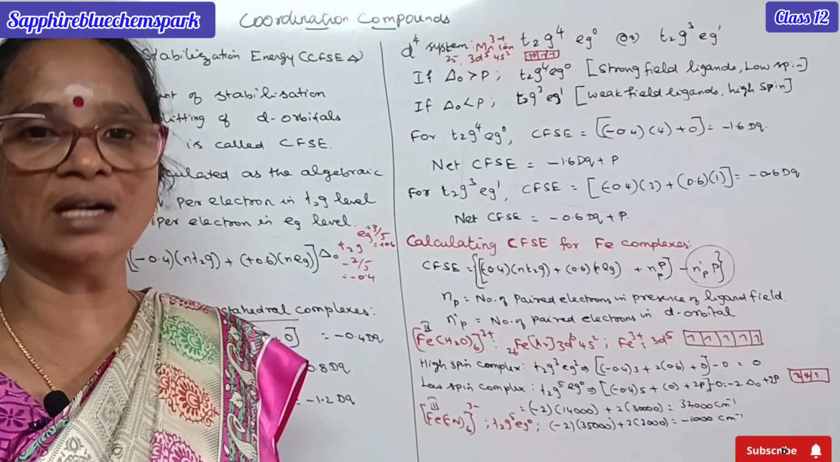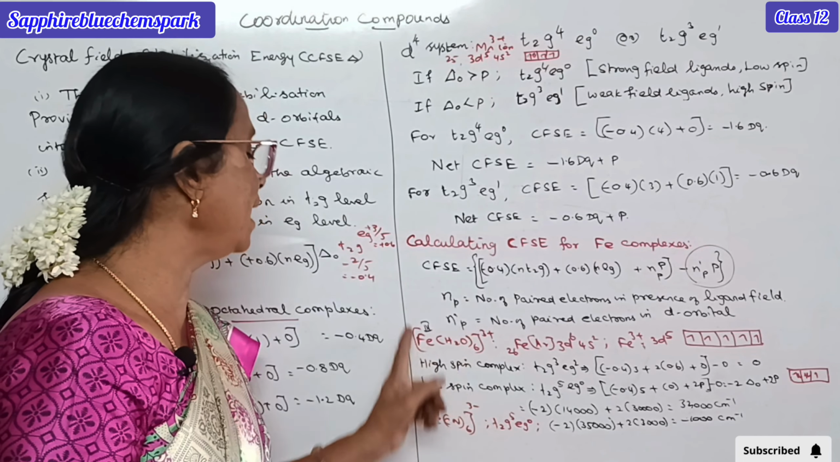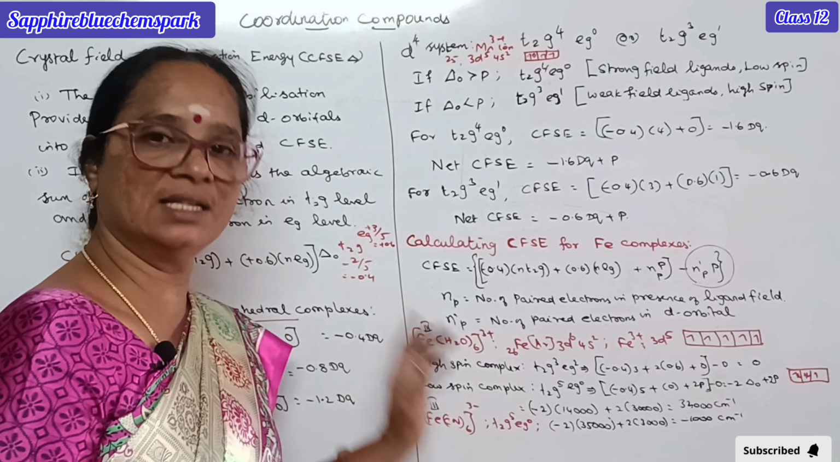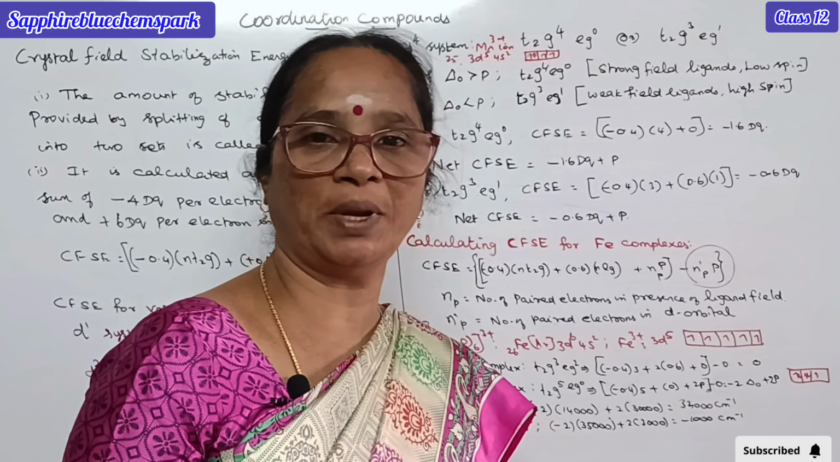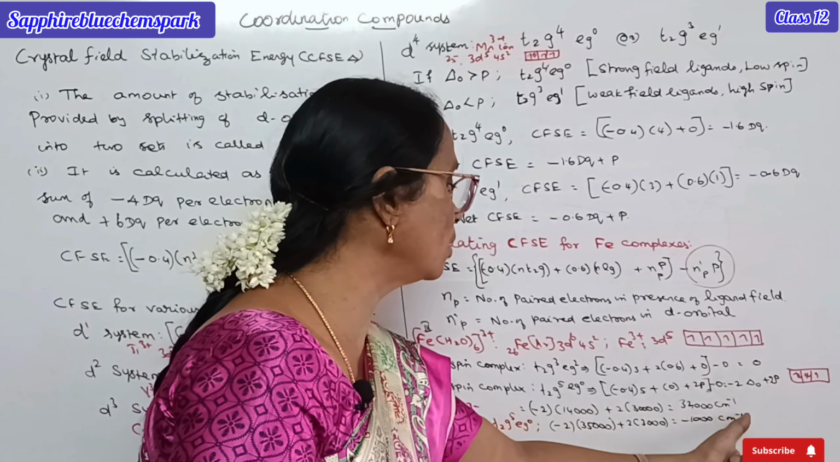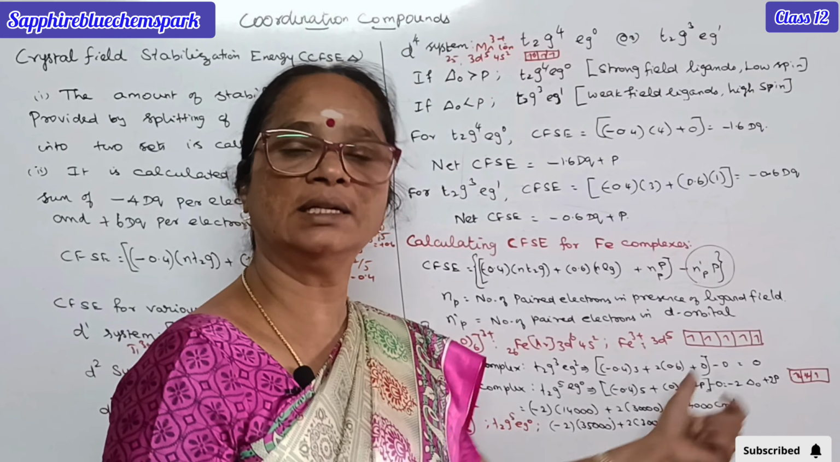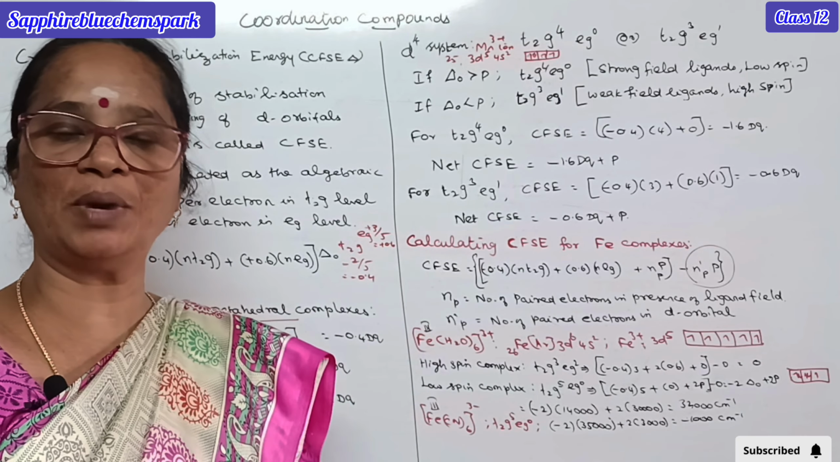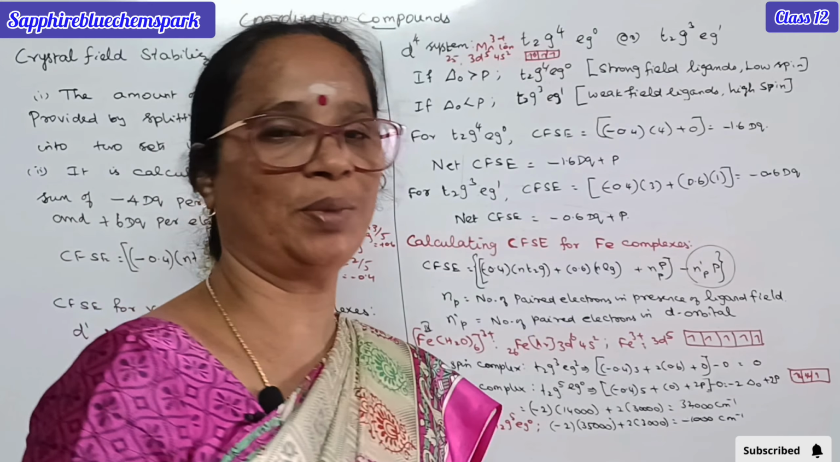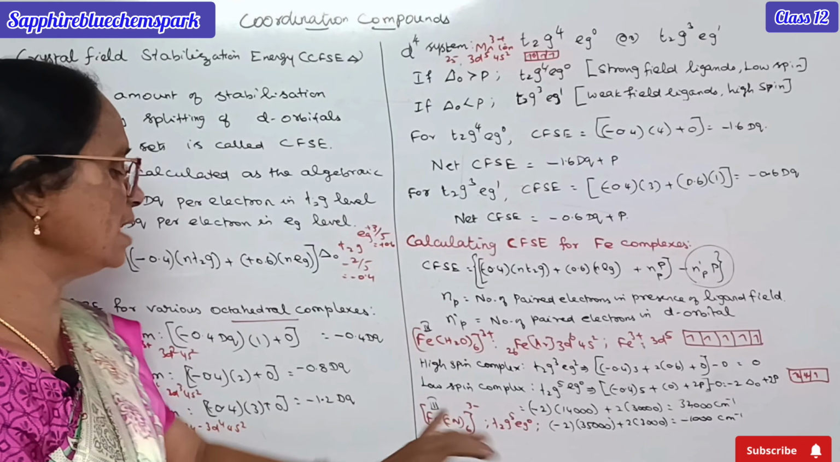So, we can conclude that the hydrate complex of iron is a high spin complex and it can never be a low spin complex. Because of that calculation, the CFSE determines that it is more favorable for a high spin complex, not for a low spin complex. We can have another example.